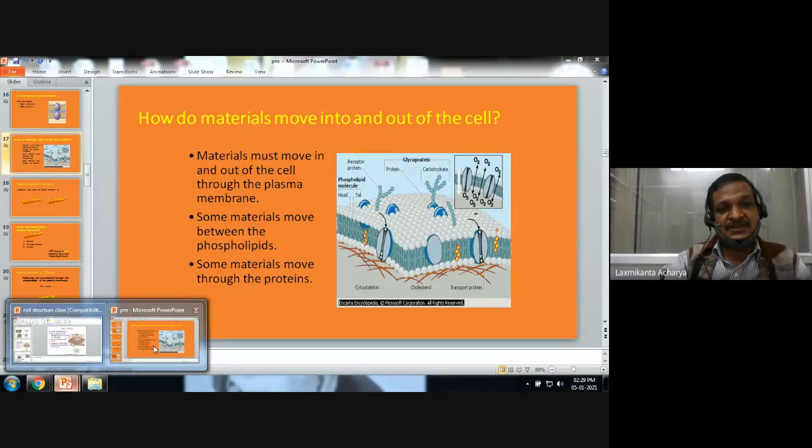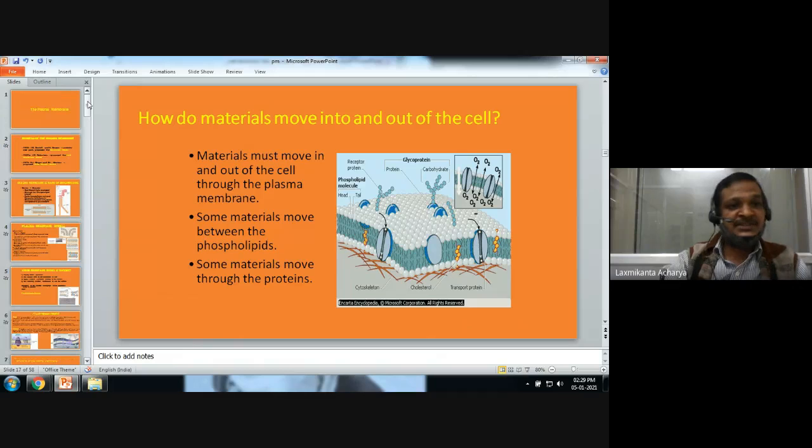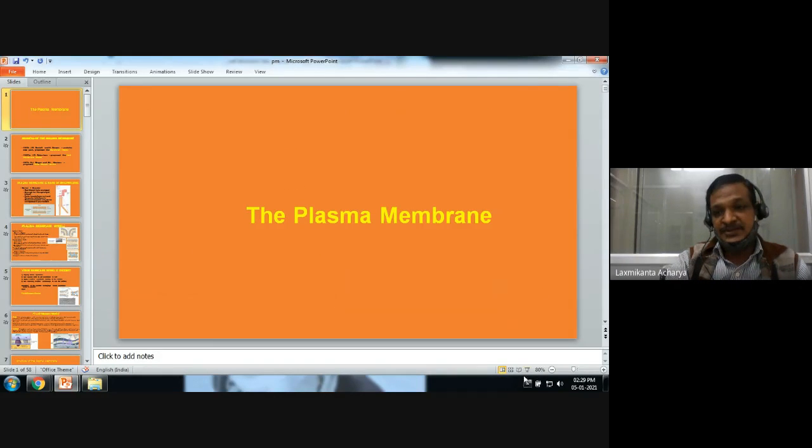your plasma membrane, and what is its role, and how it is helping in different functions. We will see that. Okay, now coming to the plasma membrane, can anybody tell what is the role of this plasma membrane? What will happen if there is no plasma membrane, right?